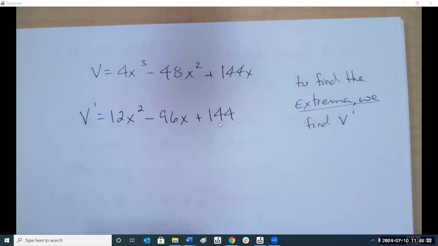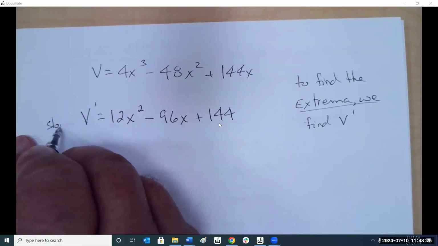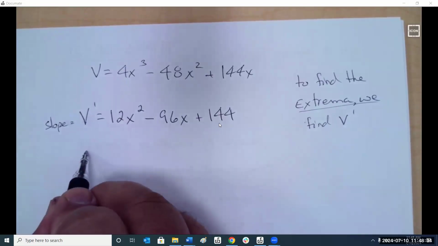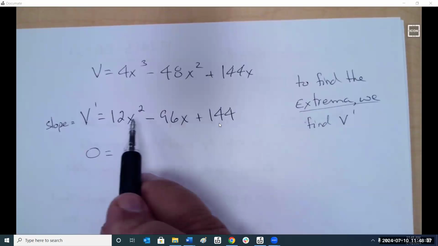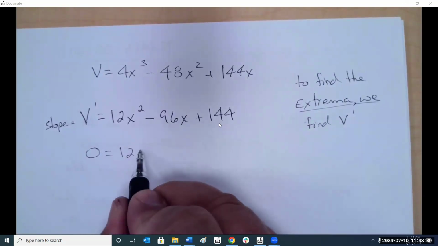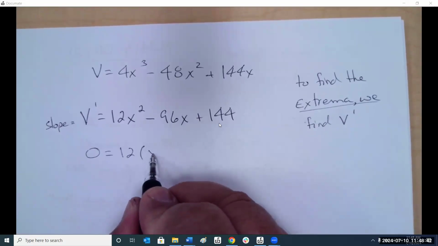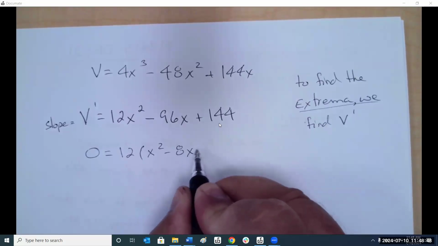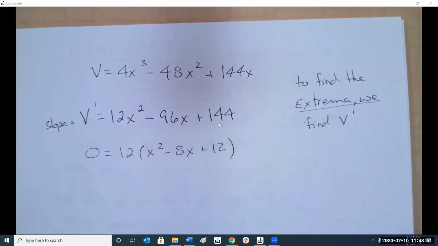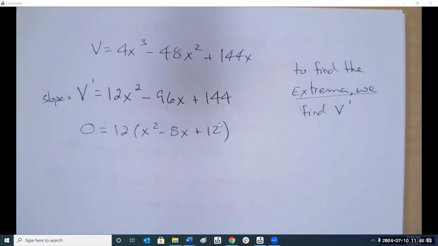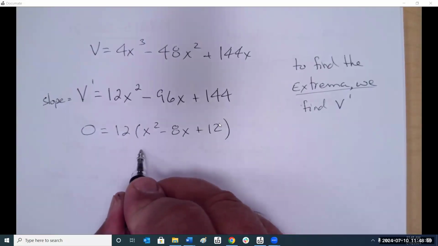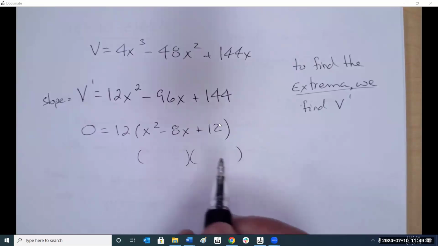Then what do we do? Because now it's the slope. We want the extrema. What's the slope at the extrema? 0. So we set this equal to 0. We can factor out a 12 out of there. Now we can factor out what we have left.